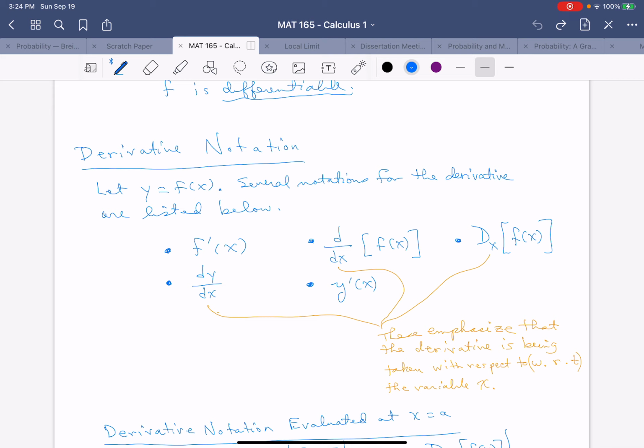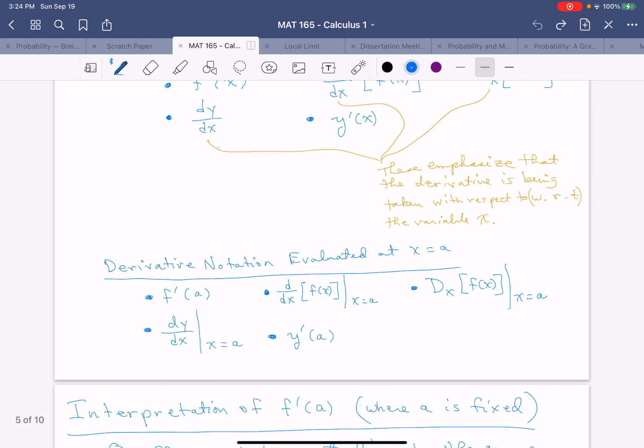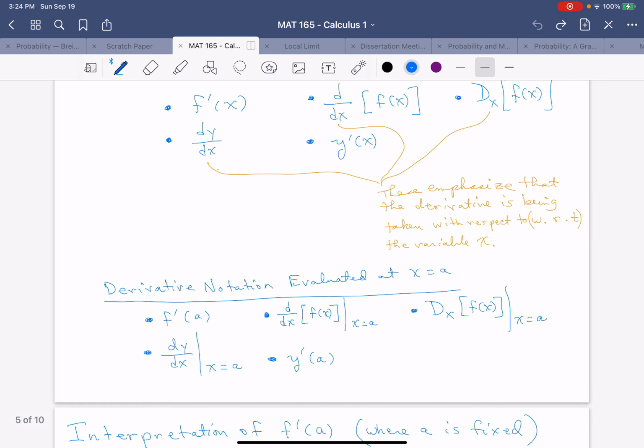Now let's look at how we modify that to emphasize that we're talking about the derivative at a specific x value. I said to think of x as fixed, but here we really emphasize that x is fixed at some value which we're going to call a. The derivative evaluated at x equals a would be f prime of a. Then we have dy dx, and what we've added here is that vertical line and the subscript x equals a.